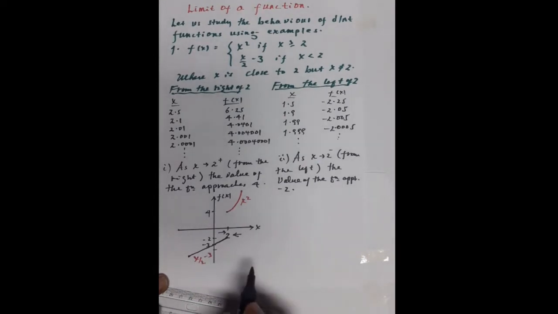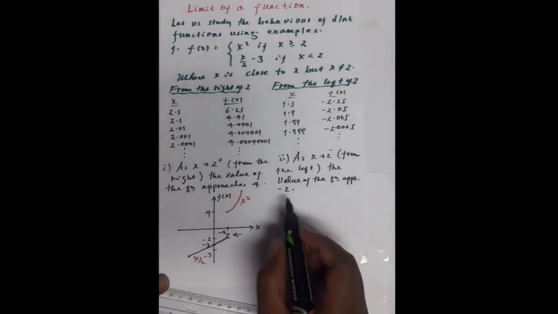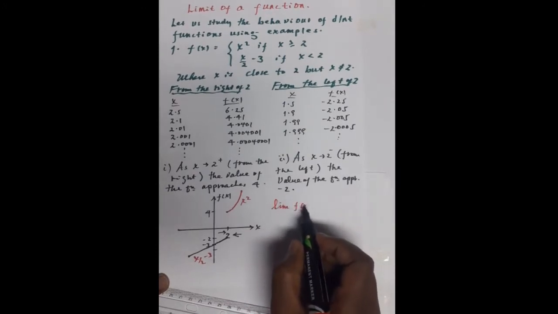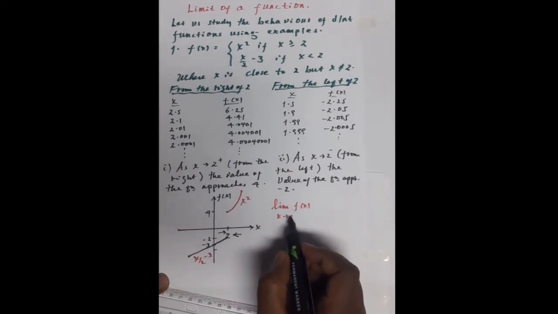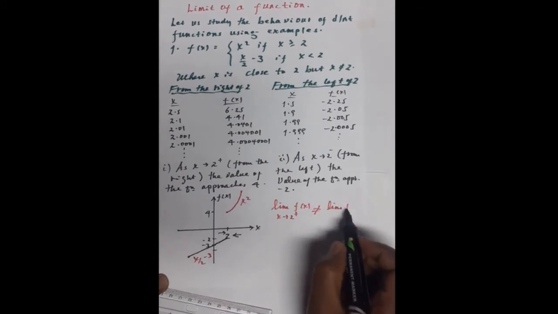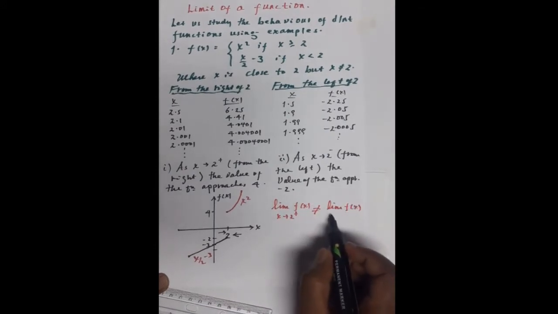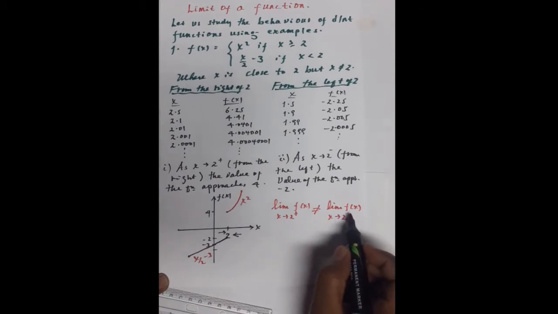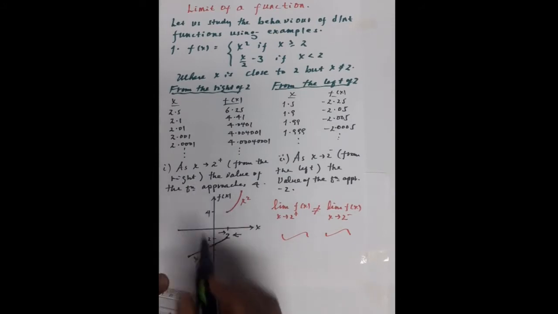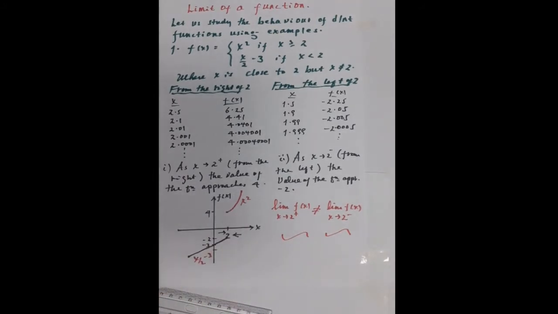So we can conclude that the limit of the function f of x as x approaches 2 from the right is different from the limit of the function f of x as x approaches 2 from the left. This is one property of a limit. In the second example, we will see another property of a limit.